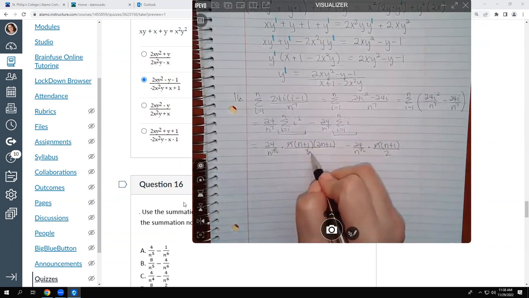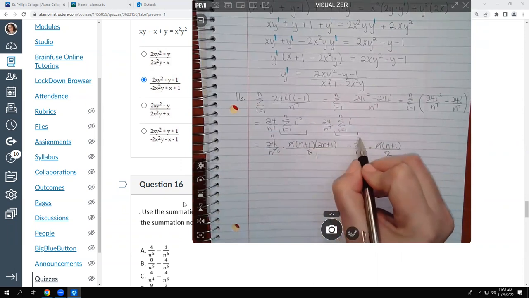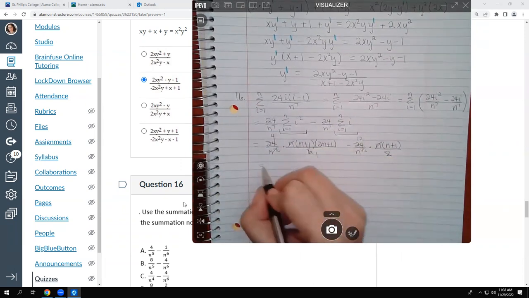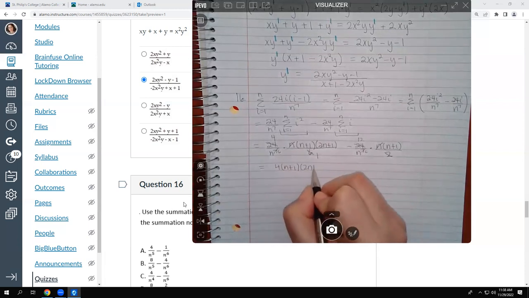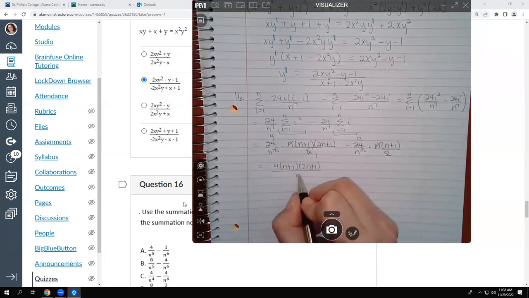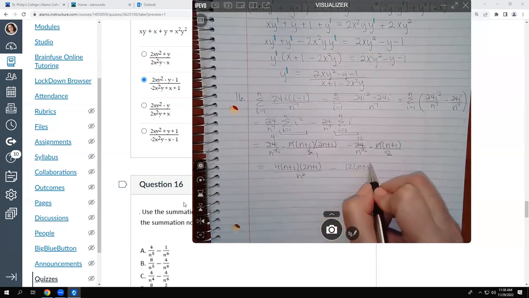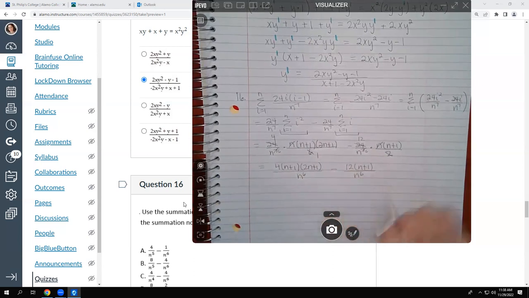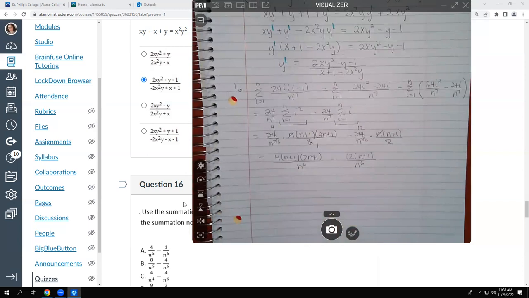And I'm going to reduce the 6 and 24 to give me 4, and the 2 and the 24 to give me 12. So I end up with 4 times n plus 1, 2n plus 1 over n to the 6. Here, I end up with 12 times n plus 1 over n to the 6. So I'm going to FOIL the n plus 1 and the 2n plus 1, and then eventually distribute the 4. And I'm also going to eventually distribute the negative 12.